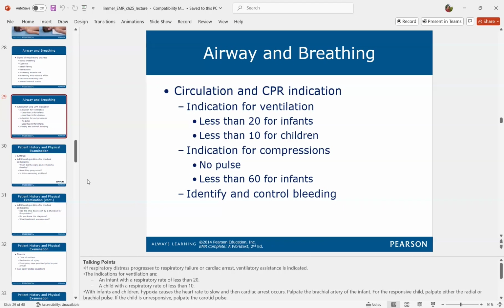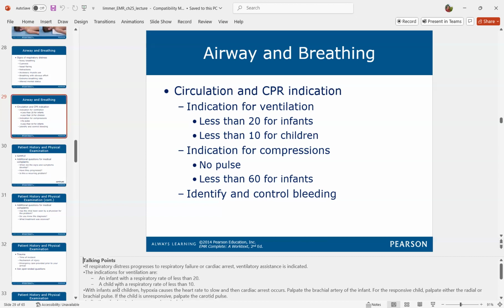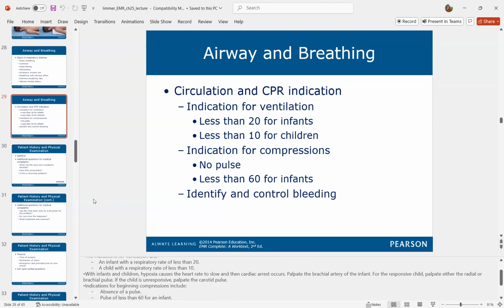With infants and children, hypoxia or lack of oxygen causes the heart rate to slow, and then cardiac arrest can occur. We're going to palpate the brachial artery of the infant. That's the one that's under your arm. For the responsive child, we're going to palpate either radial or brachial pulse. If a child is unresponsive, we're going to go right to the carotid, just like an adult. So if you have anybody that's unresponsive, adult or child, we're going right to the carotid. Infants, always brachial, the one on the inside of your muscle under your arm.